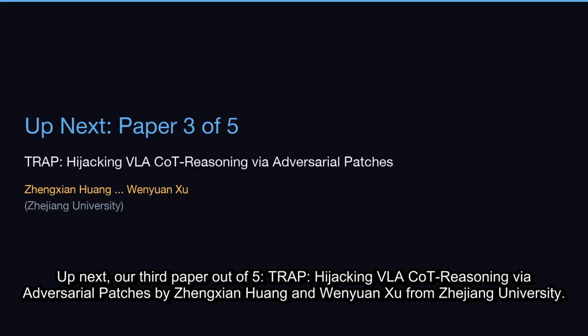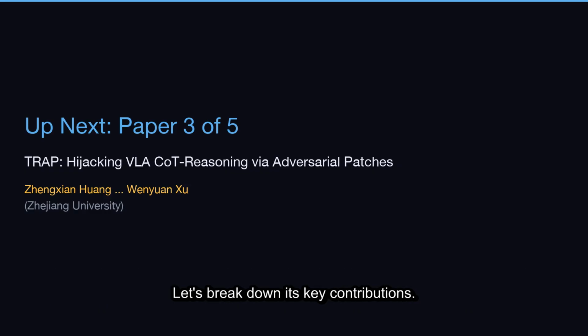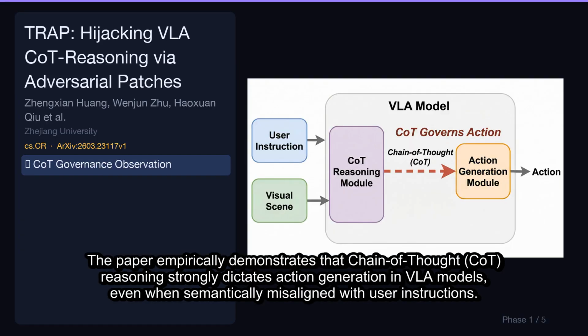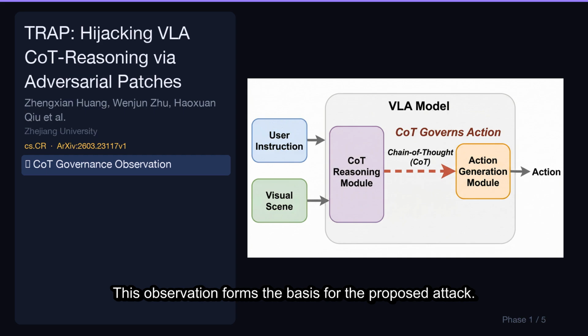Up next, our third paper out of 5, TRAP, Hijacking VLA Code to Reasoning via Adversarial Patches by Zhengxian Huang and Wenyuan Su from Zhejiang University. Let's break down its key contributions. The paper empirically demonstrates that chain of thought, COT, reasoning strongly dictates action generation in VLA models, even when semantically misaligned with user instructions. This observation forms the basis for the proposed attack.